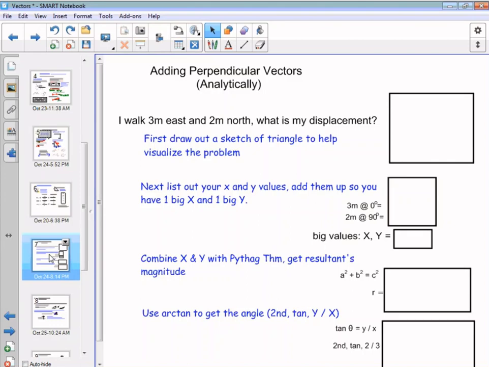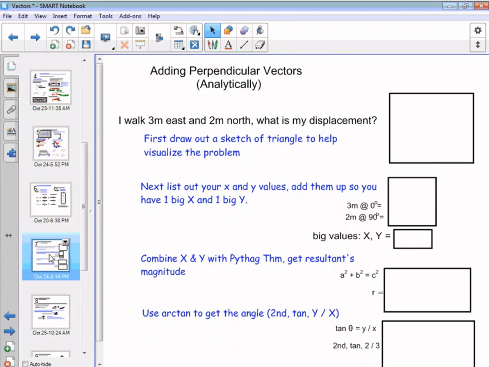Let's add some vectors that are perpendicular. Say, there, we've already done that. Well, we're going to do these not so much graphically, but a method called analytically. Analytically means we're using calculators. That's pretty much what it means.